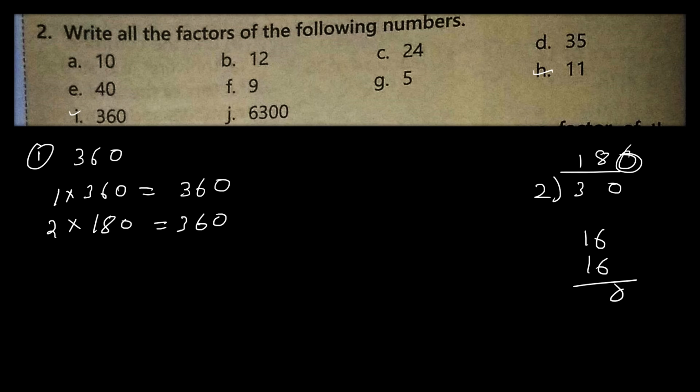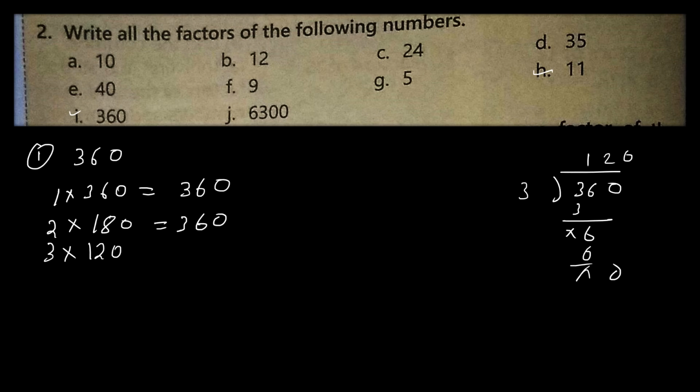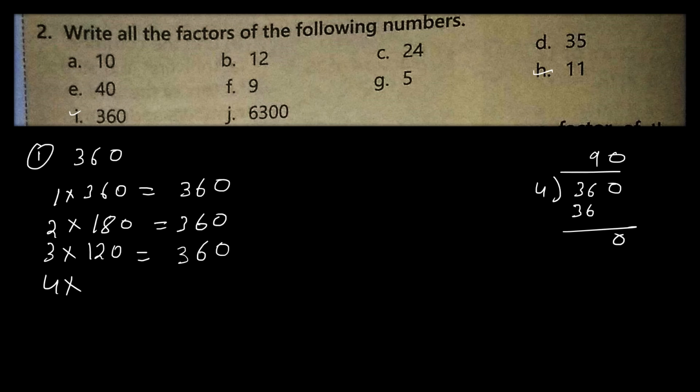Next, by 3 we will try. Let's add: 3 plus 6 is 9, 9 plus 0 is 9. So yes, it is divisible by 3. 3 1s are 3, 6, 3 2s are 6, and 0, so 0. So 3 multiplied by 120 is equal to 360. Now by 4, yes, it is divisible by 4 because 60 is divisible by 4. So 4 9s are 36, 0 comes down, 0. So 4 multiplied by 90 is equal to 360.